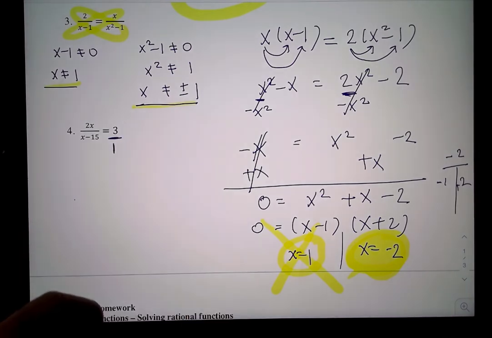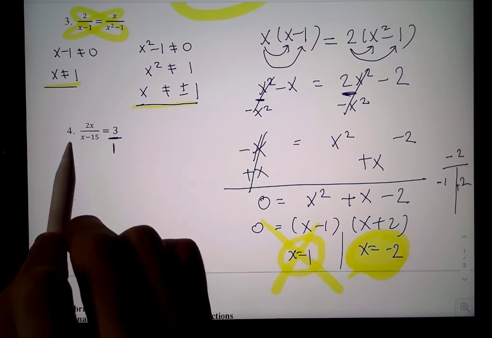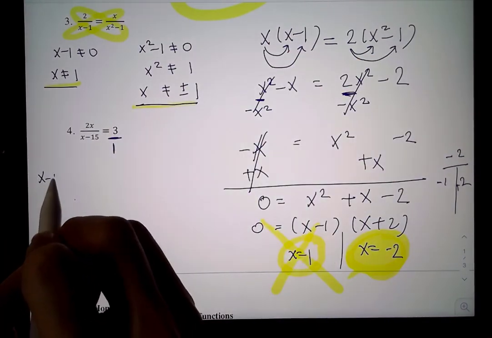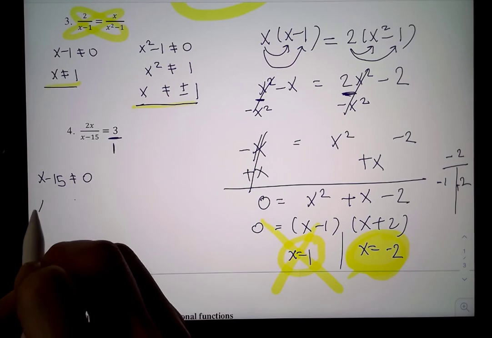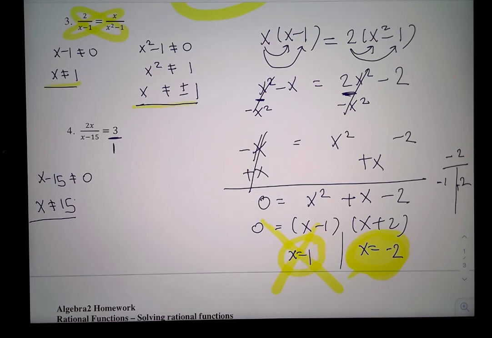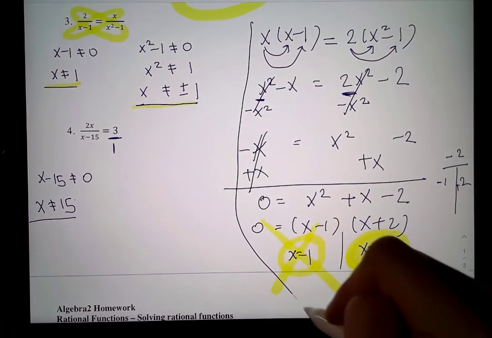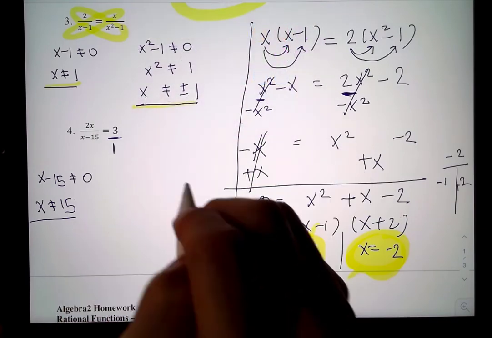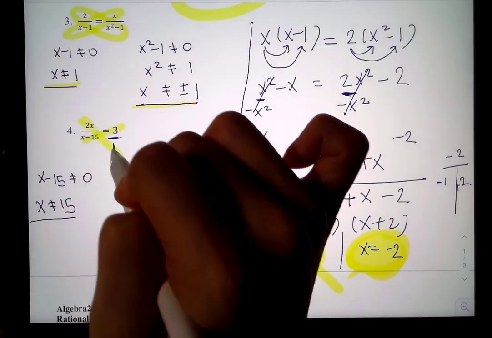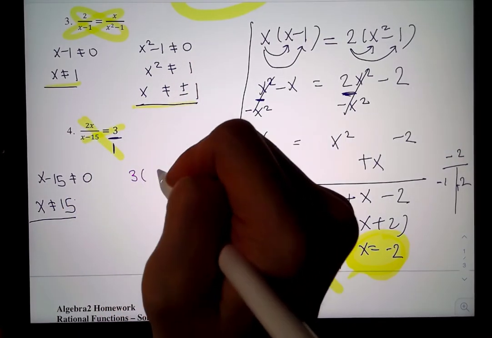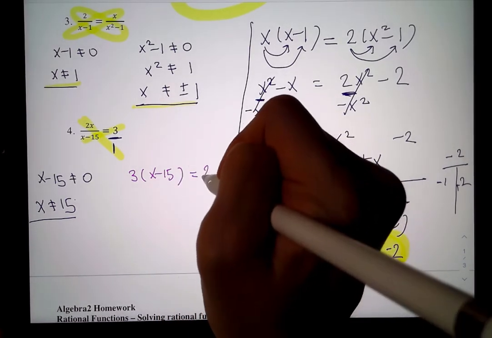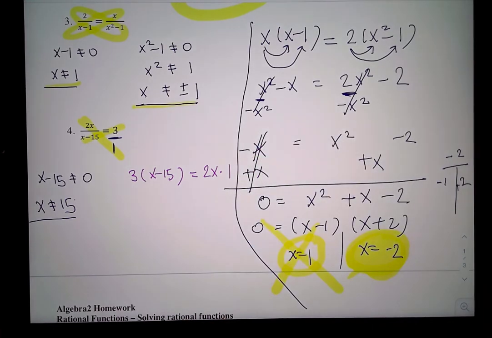Alright, so I'm gonna start it like this, and then my extraneous, that's what? X minus 15. X minus 15 cannot be 0, so my x is not 15. So this is my extraneous, right? And then I'm gonna do cross product for this. Let me do the cross product. So this 2 and this 2, right? So 3 times x minus 15, like this, equals 2x times by 1, like that.